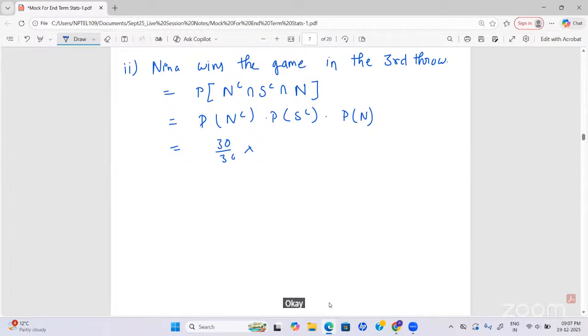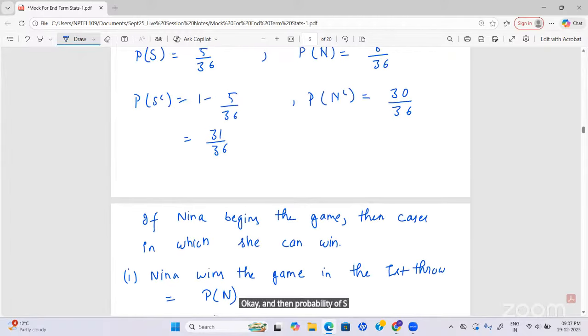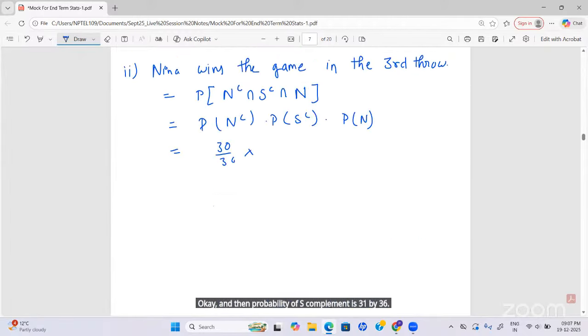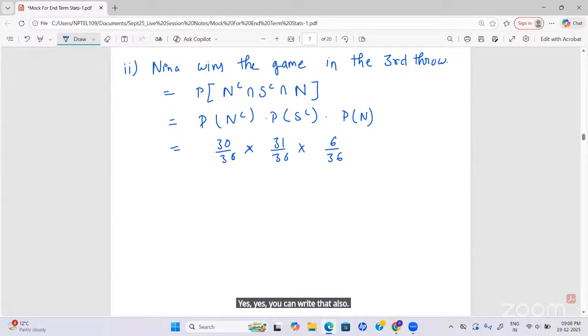Okay, and then probability of S complement is 31 by 36. And then probability of N is 30, sorry, it is 6 by 36. It is 1 by 6. Yes, you can write that also. Okay, so this was the second case.